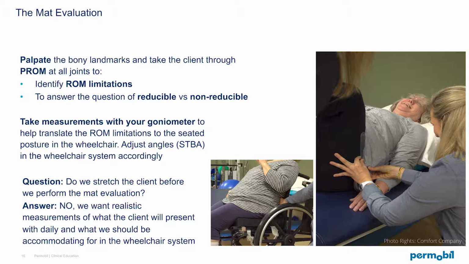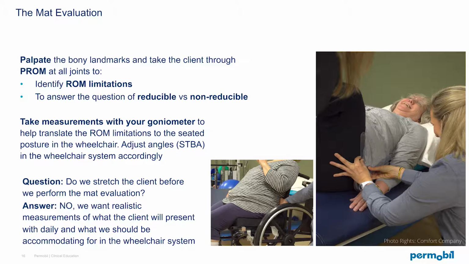And then the last thing I have for you is a question. My question is, do we stretch the client before we perform this mat evaluation? And the answer to that question is no. So I know that as therapists, it's our nature. We want to fix everything. We hope to return everything back to quote unquote normal, right?